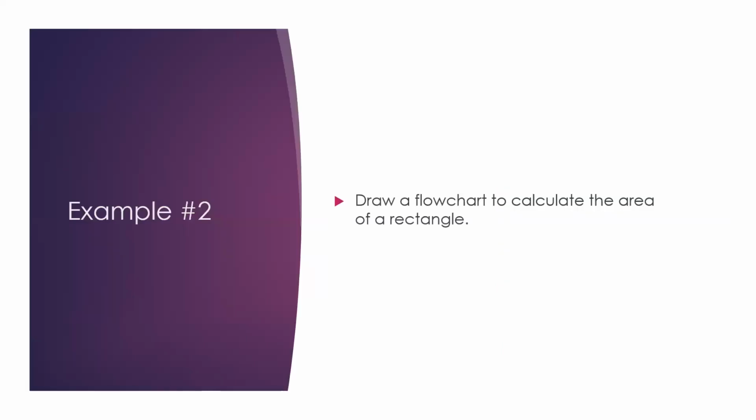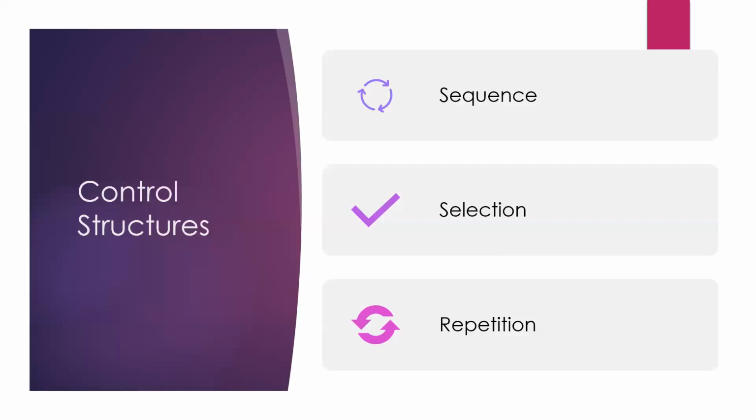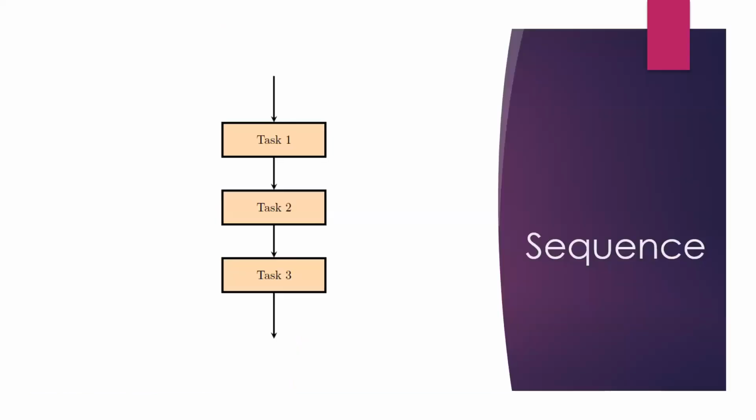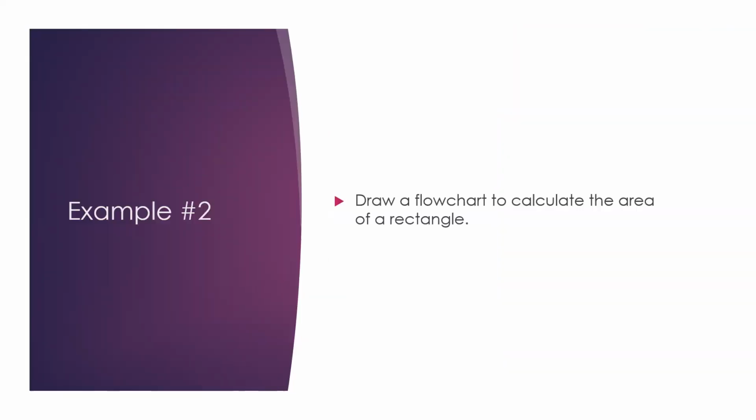Let's do the second example. Now, if you go back, even our first example, drawing a flowchart to add two numbers, is a sequence, because all the instructions were executed from top to bottom, right? So the first example is also an example of the sequence control structure, right? So let's do the second one. Let's take down the second one. Draw a flowchart to calculate the area of a rectangle.